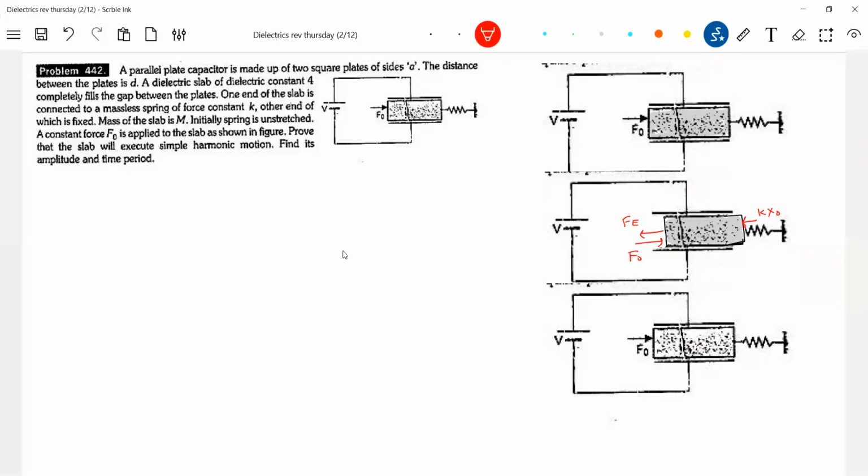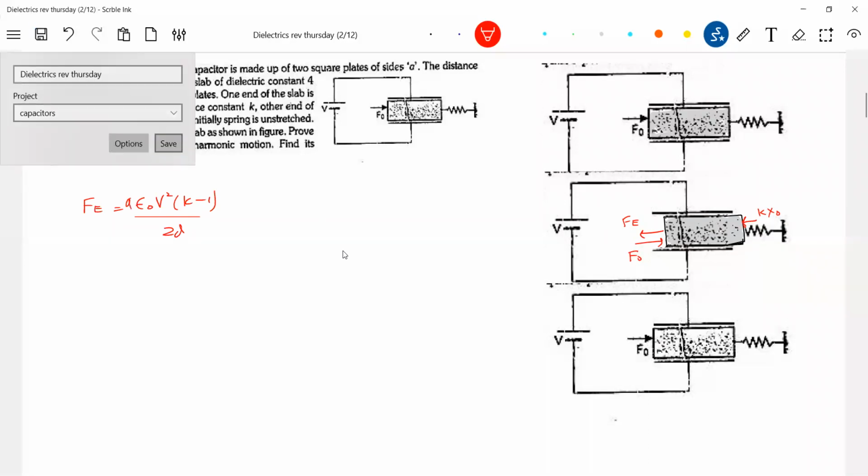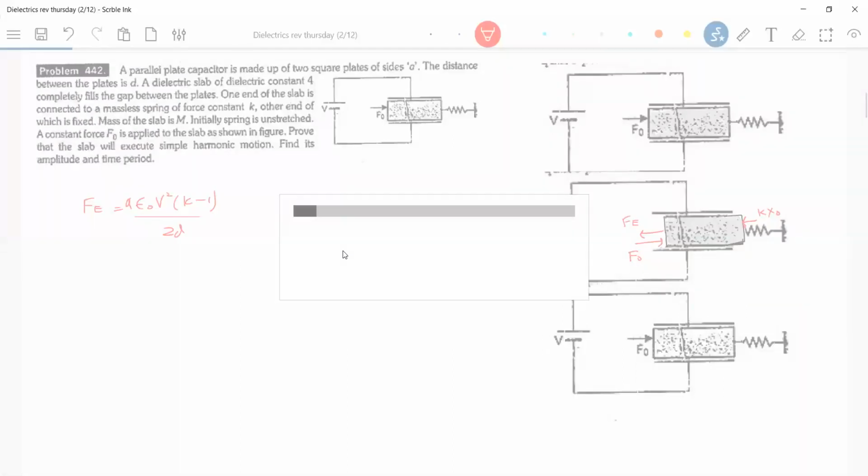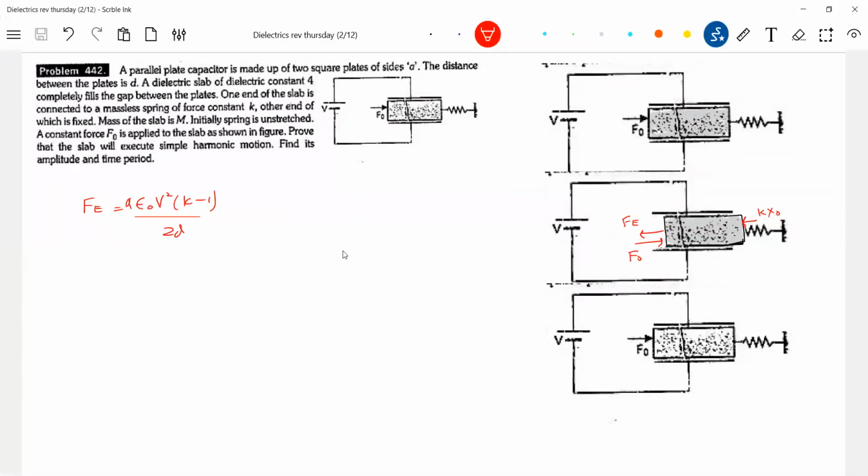Because what is Fe? Any formula for Fe? F equal to half epsilon naught V square (K minus 1) by 2D, times A. Is that okay? I think if you remember this formula, it's a lot of advantage. Any problem related to this, you can manage in exam. Here it was capital E. Now what is the EMF of the cell? V, (K minus 1) by 2D.